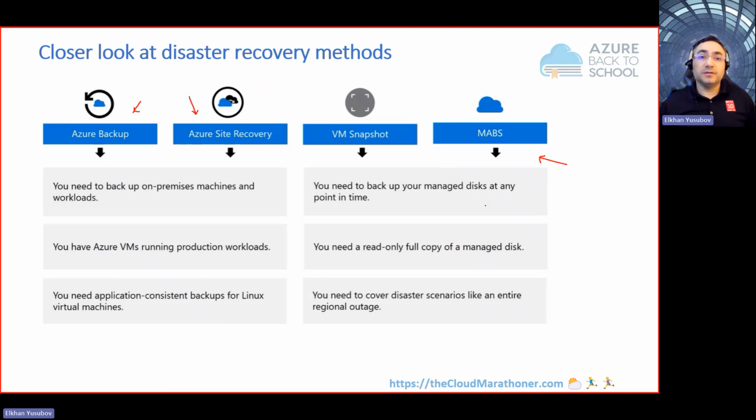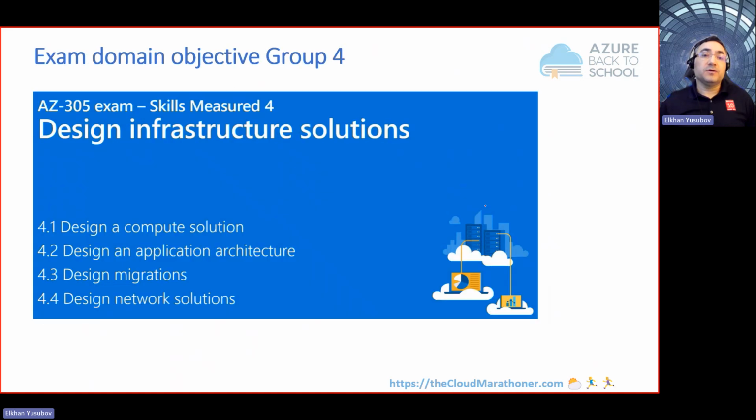Okay, that's it. Let's look at the final group here, which is targeting the exam domain objective on designing infrastructure solutions. And this is probably the biggest portion of this exam where you are going to be asked questions that are covering compute solutions, migrations, application architecture, as well as networking solutions.